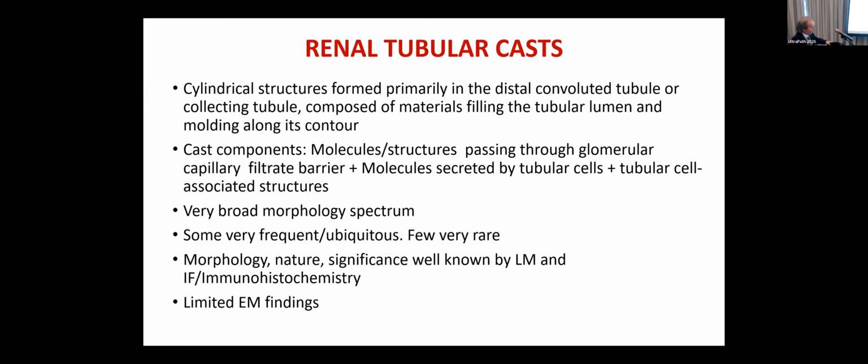So first of all, the definition. The tubular cast is basically a structure formed in the distal convoluted tubules and connecting duct. It is composed of material filling the tubular lumen and molded along its contour. The cast component is composed of basically molecules or structures passing through the glomerular capillary filtrate. In addition, the molecules secreted by tubular cell or tubular structure can also be a component of the tubular cast.